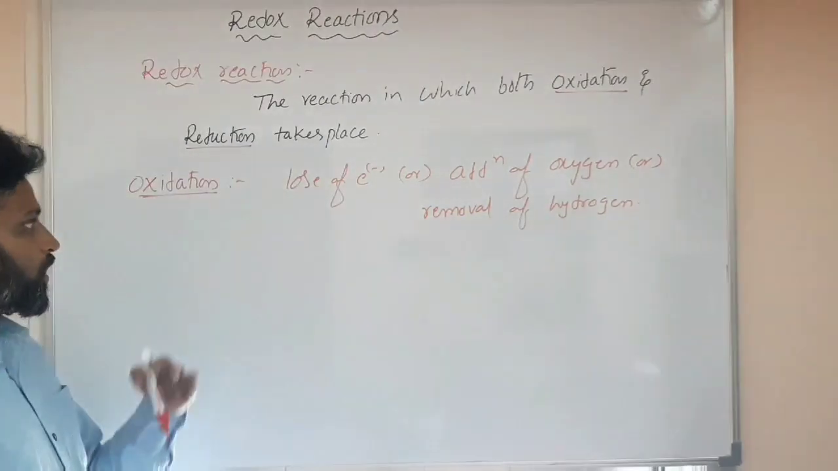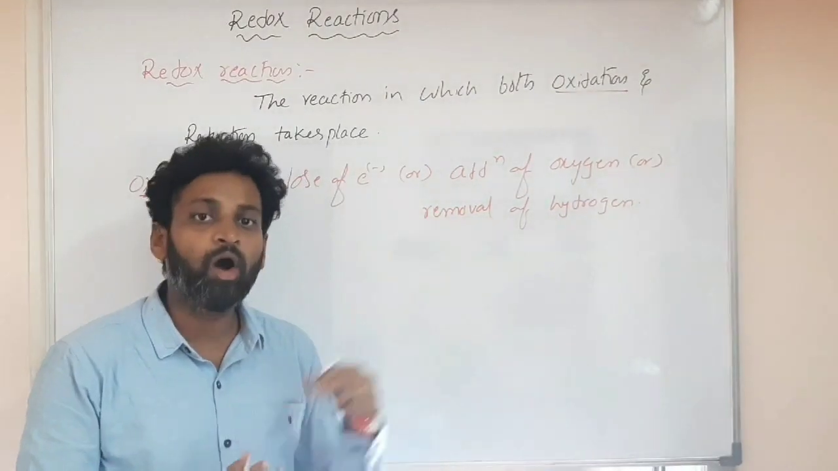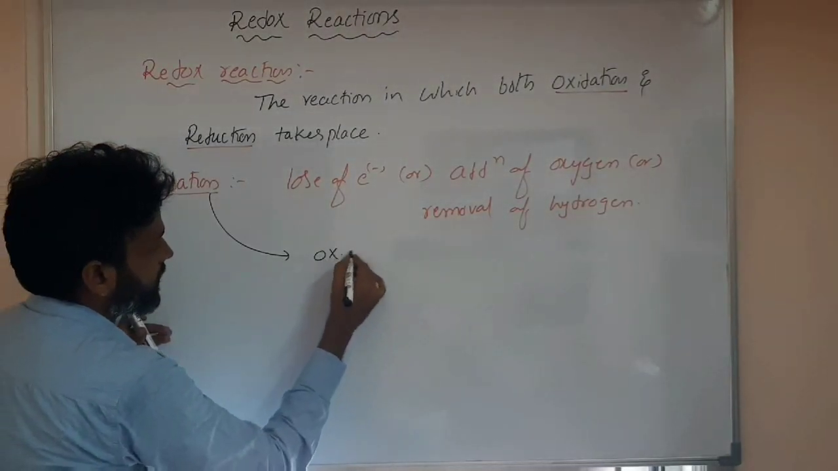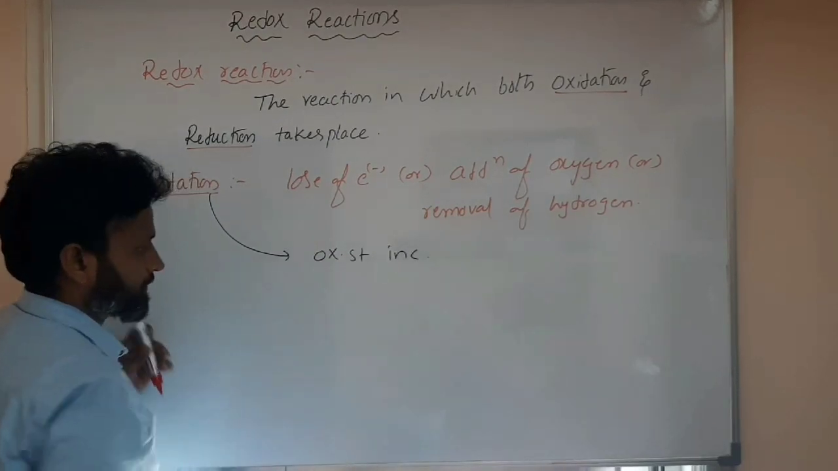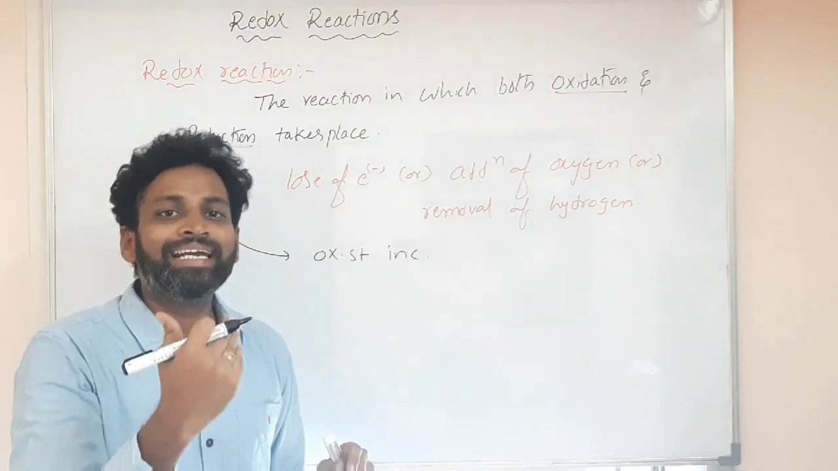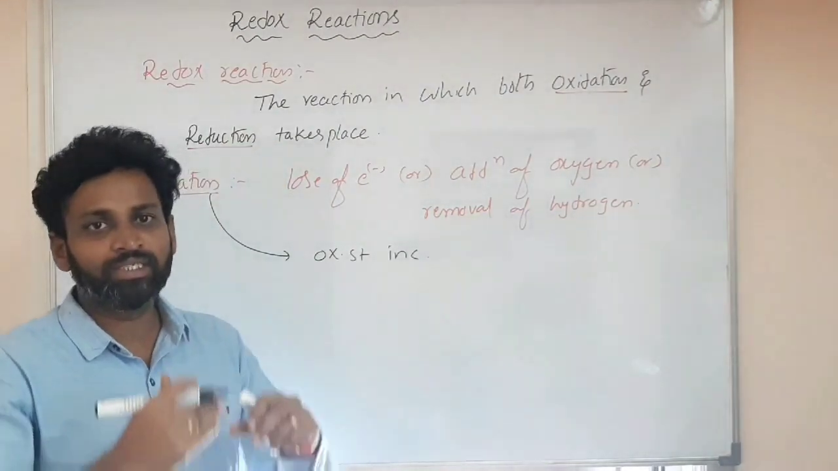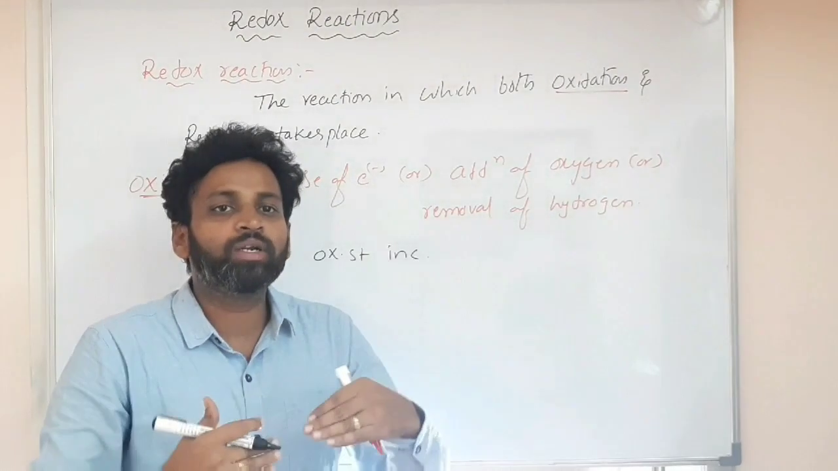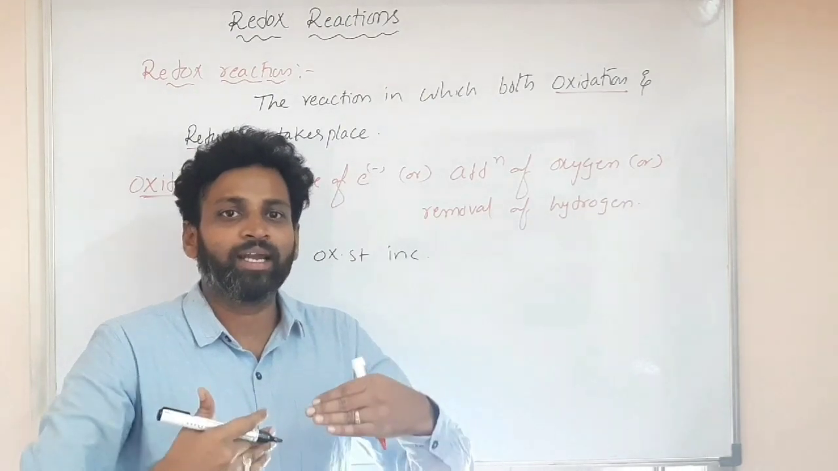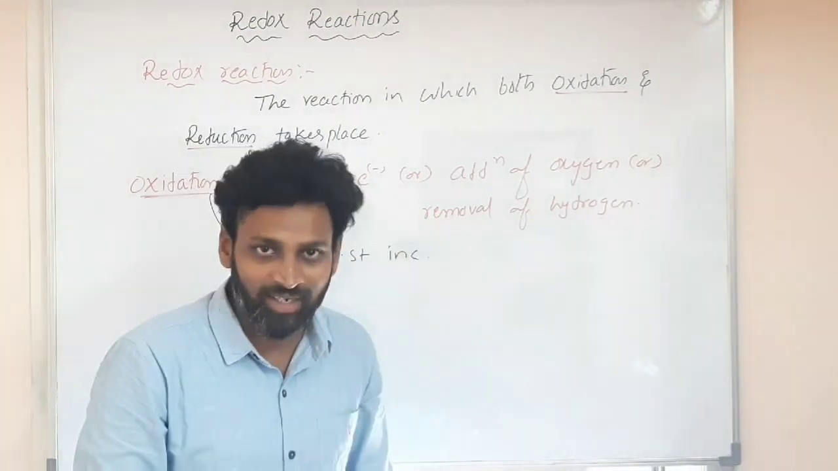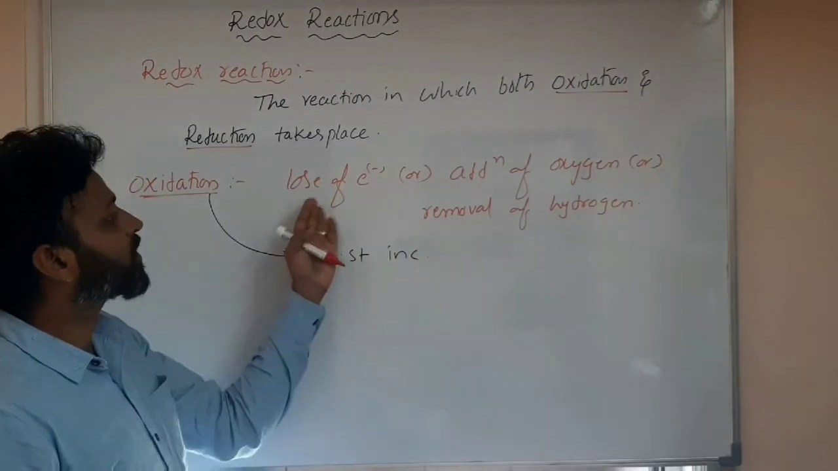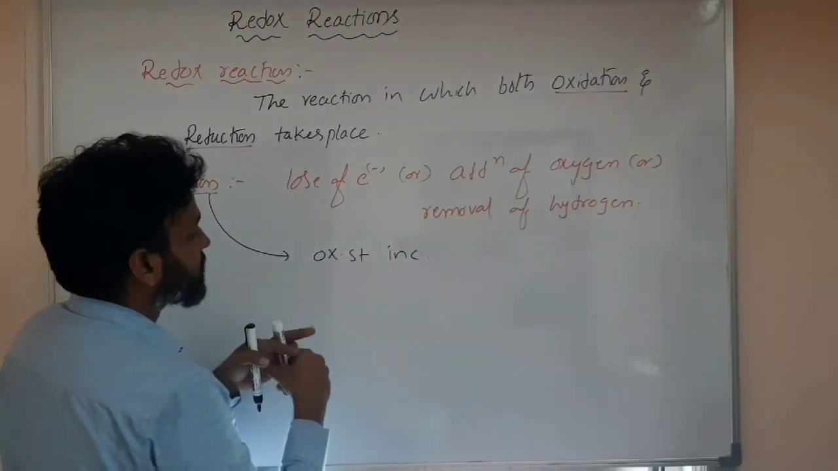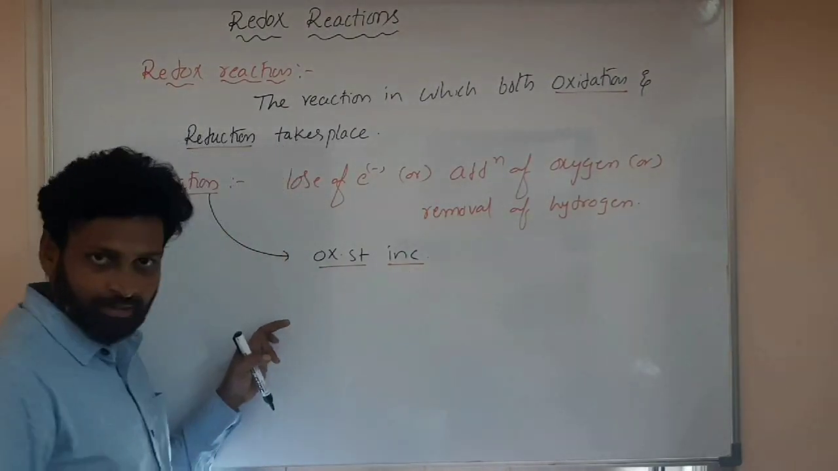Sir, on paper how do we identify oxidation? We can identify that during oxidation the oxidation state increases. Oxidation state, what happens? Increases. Oxidation means increase. Loss of electrons here. So oxidation means loss of electrons. During oxidation, what happened? The oxidation state increases.